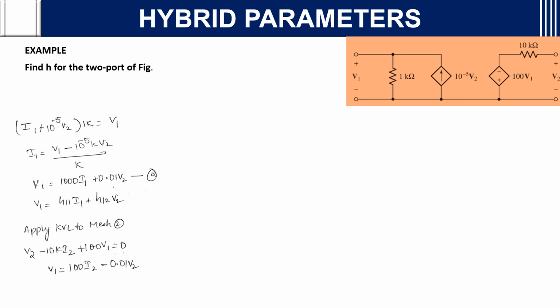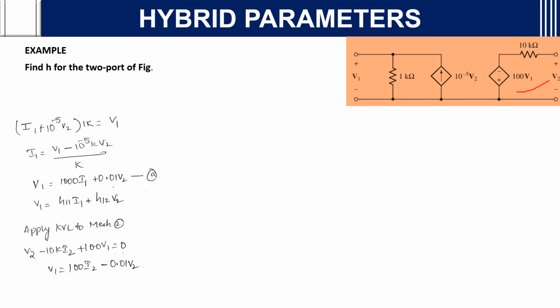So V1 will become 1000 I1 plus 0.01 V2. If you see, it is in the form of V1 equals H11 I1 plus H12 V2. So H11 is 1000, H12 is 0.01. In the same way, apply KVL to mesh 2. Here also we applied KVL in the initial step, but directly we put the voltage. If you do KVL you will get the same thing.